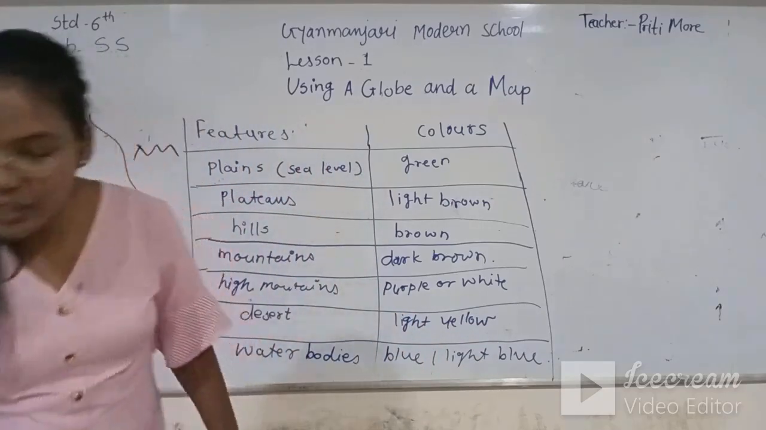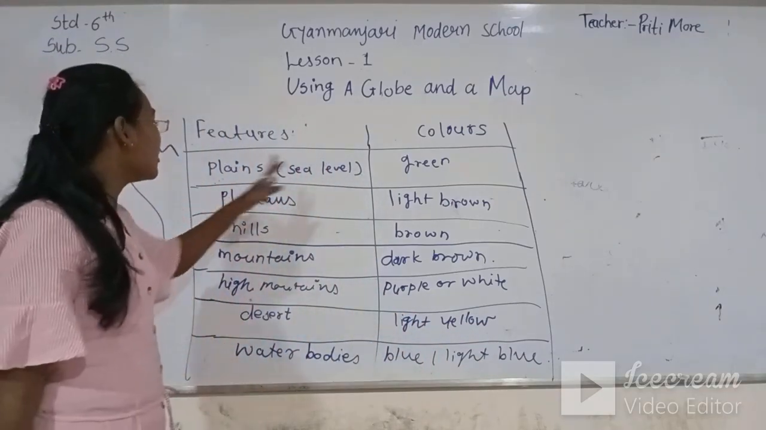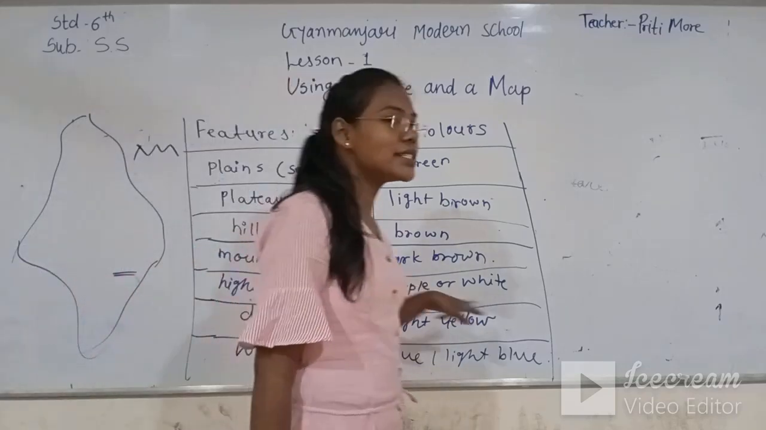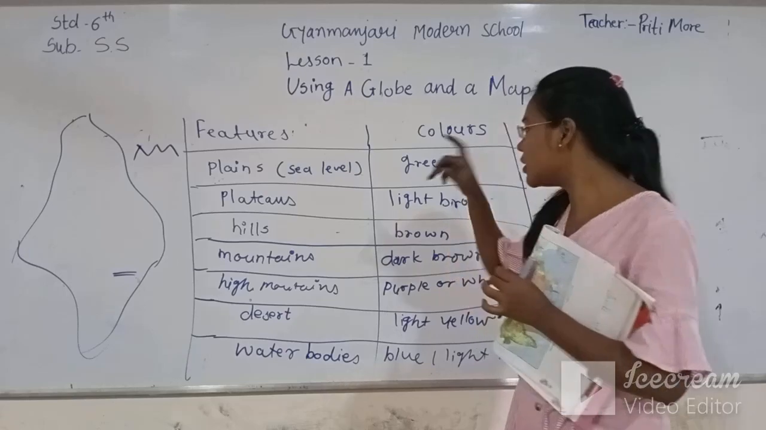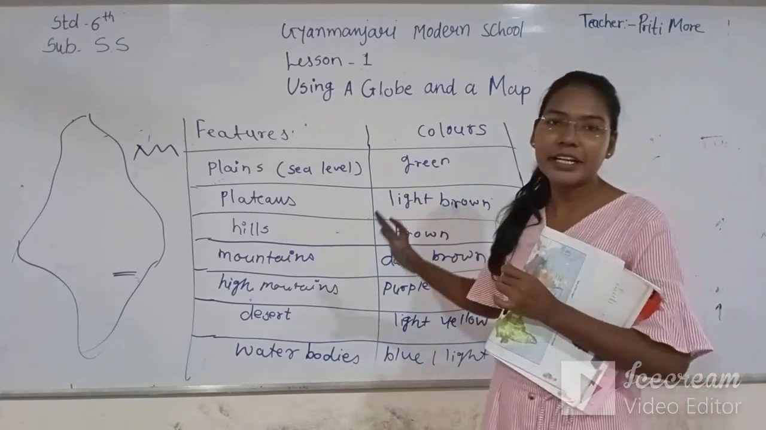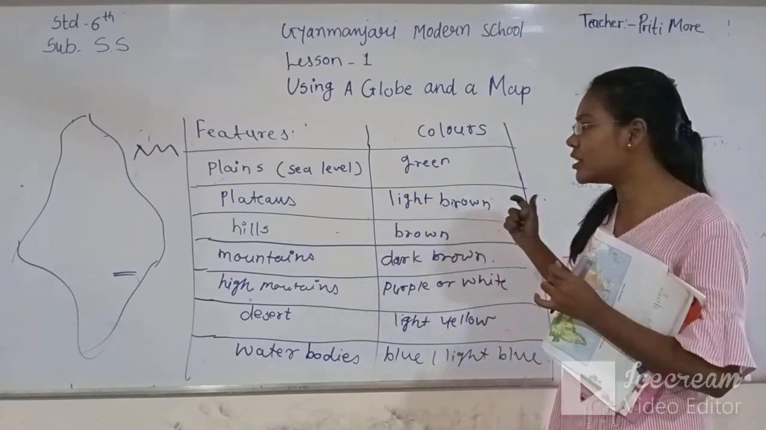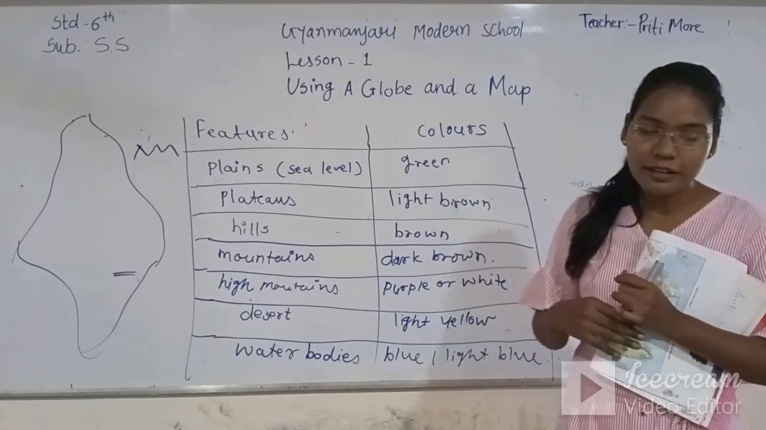So you just have to learn all these things and note them down in your notebook, so you can easily identify them. Once you learn this, you can easily read the map with these particular colors.